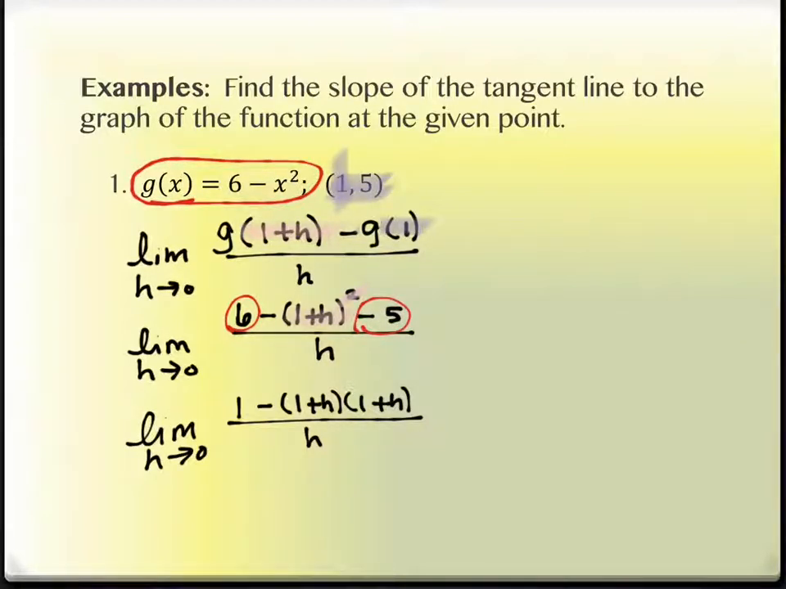Okay, cool. So we're going to distribute out the 1 plus h times 1 plus h, and then it will have a negative on it when I'm done. So 1 times 1 is 1. The inside and the outside terms are both h, so that's 2h. And then the last term, h times h, would be h squared over h.